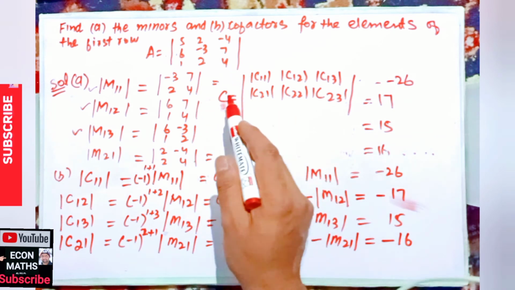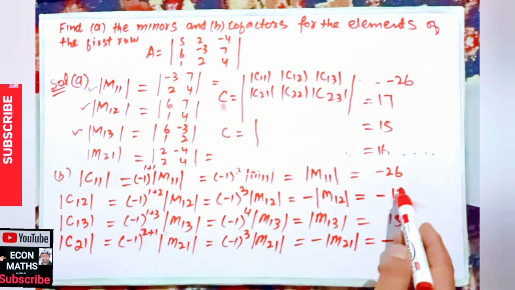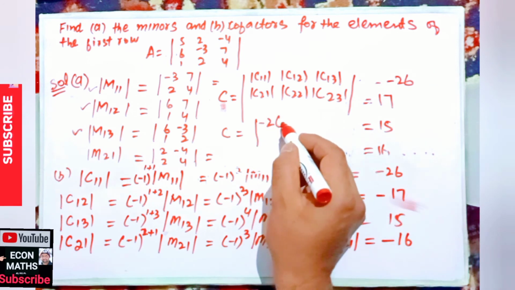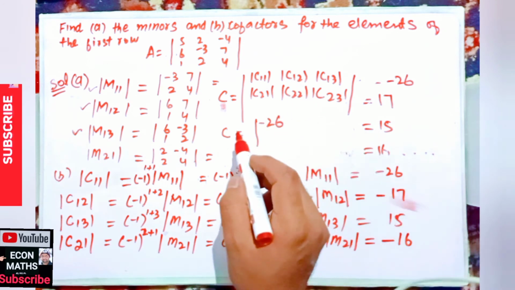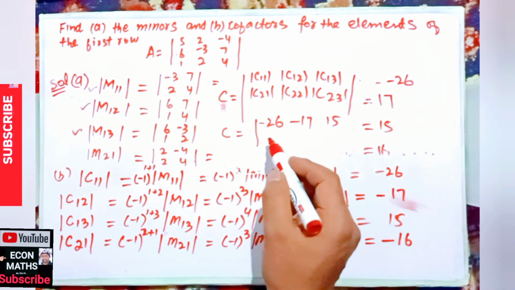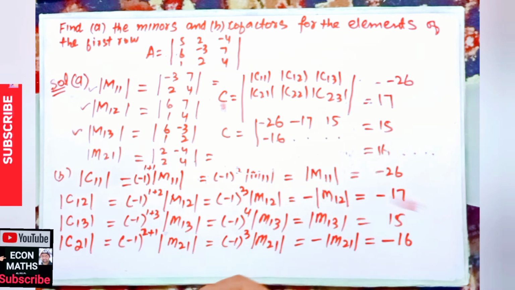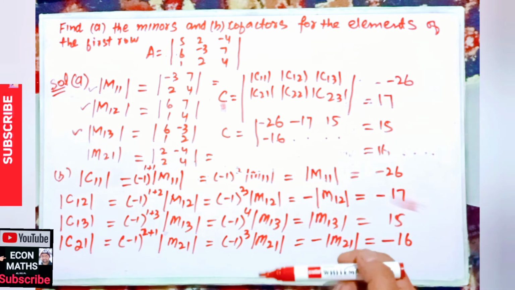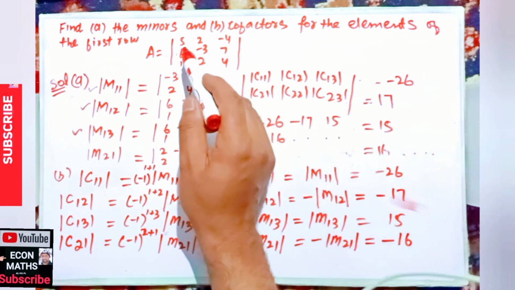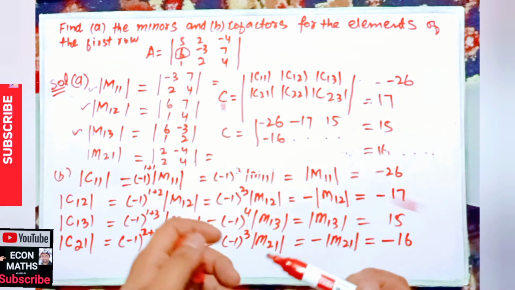If C denotes the cofactor matrix, then C is equal to, now the first cofactor was minus 26. Now here it is minus 17, and here it is 15. Then we have minus 16, and similarly we can find the other cofactors, because the question tells us to find the minors and cofactors for the elements of the first row. So we have calculated only those. In addition, we have calculated the minor for this element and its corresponding cofactor.